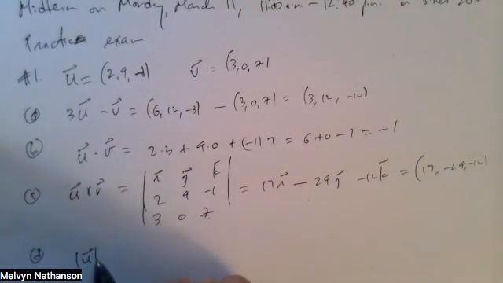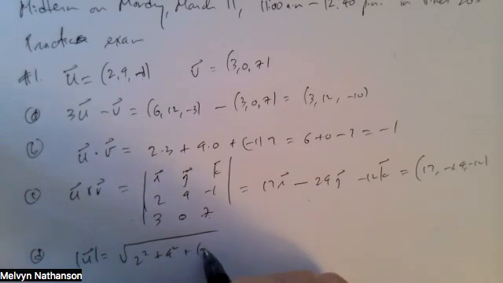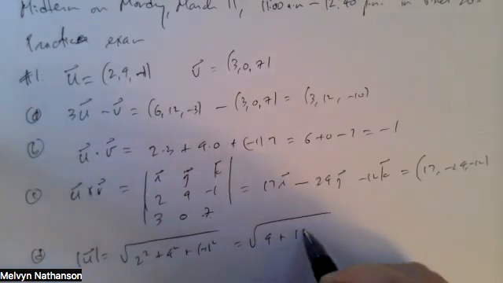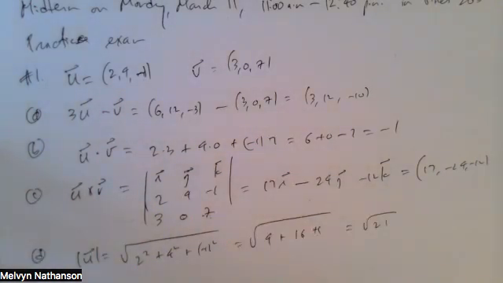The length of a vector U is the square root of the sum of the squares of the coordinates. 2 squared plus 4 squared plus minus 1 squared. So it's the square root of 4 plus 16 plus 1. So that's the square root of 21.